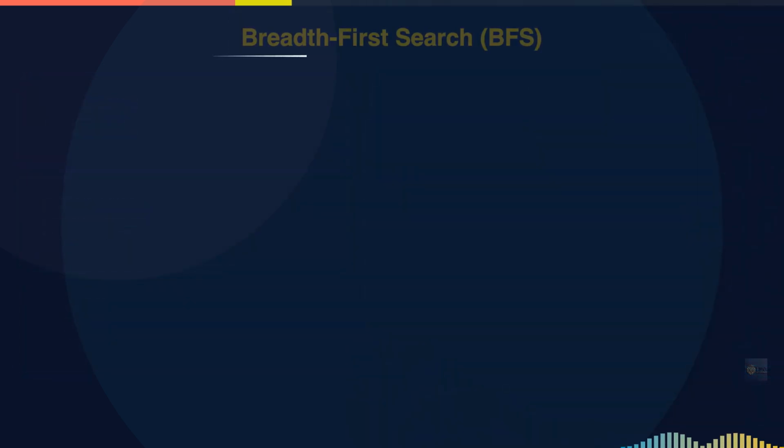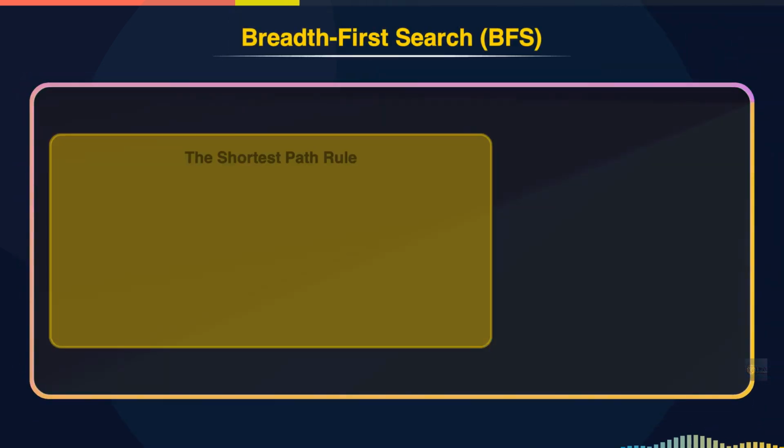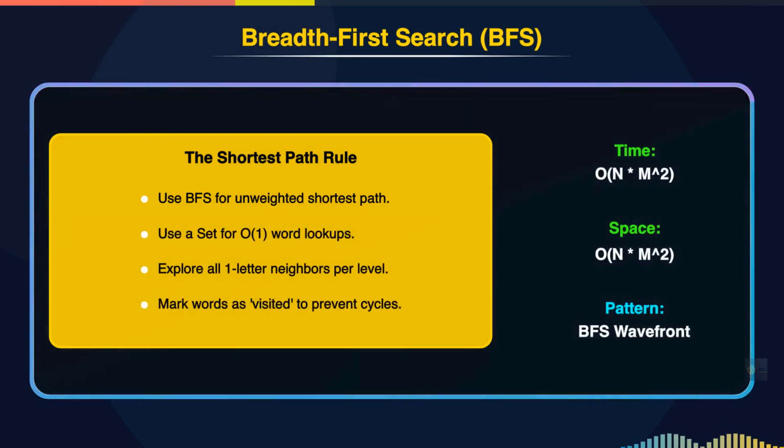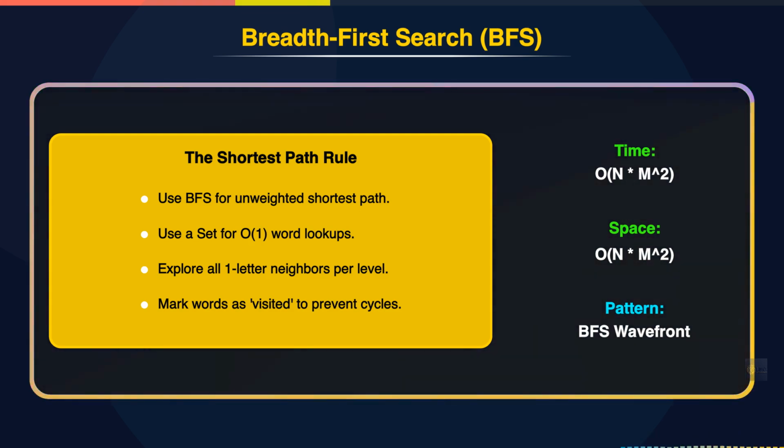To implement this, we use breadth-first search, or BFS. Why BFS? Because in an unweighted graph where every hop costs the same, BFS is the gold standard for finding the shortest path. We first convert our word list into a set for O(1) lookups. We then initialize a queue with our starting word, and a level counter set to 1. Let us dive into the dry run.